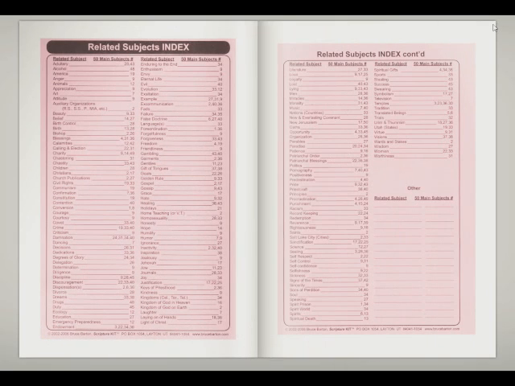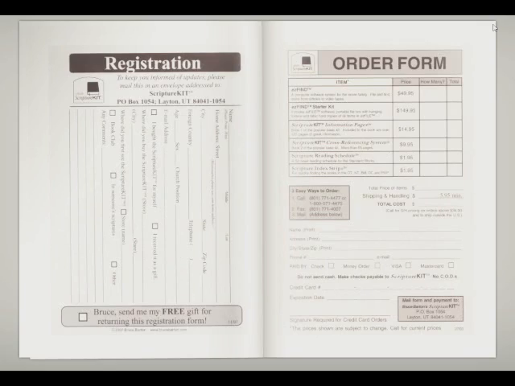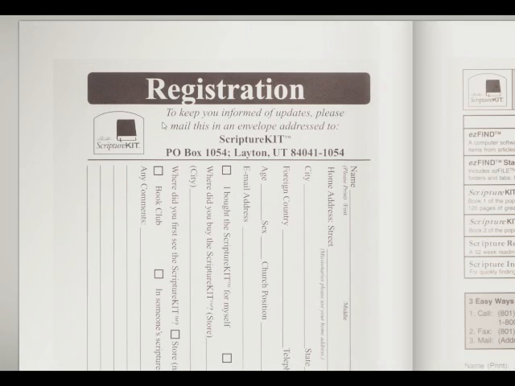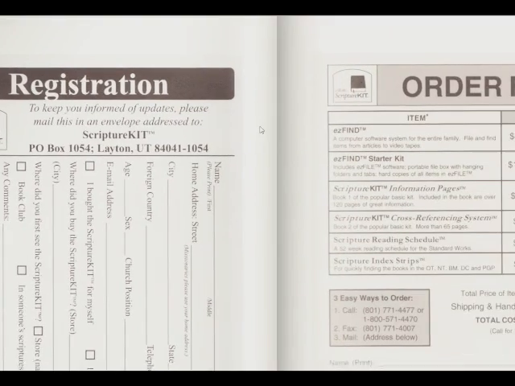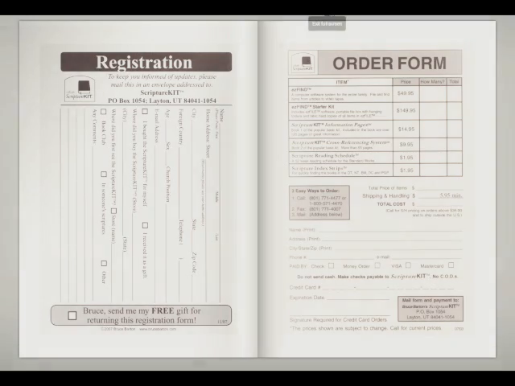At the end is a related subjects index, a references and abbreviations page, a registration card to send into our office, and in return we'll send you a free gift, and a new order form. Now, let's go through this in detail.